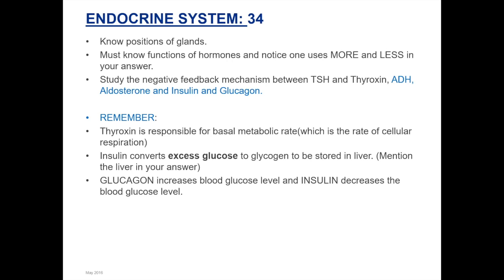Things to remember. Thyroxine is responsible for your basal metabolic rate. That's the rate of cellular respiration. Insulin converts excess glucose to glycogen, which is stored in the liver. And then glucagon, make sure you spell it correctly, increases blood glucose level, and insulin decreases blood glucose level. Never say sugar.